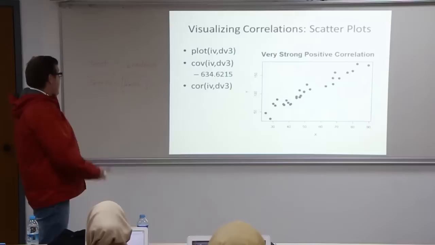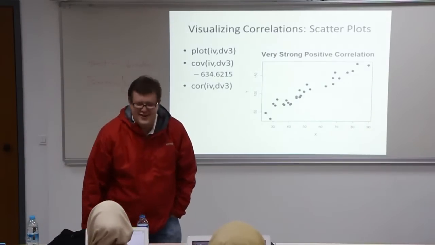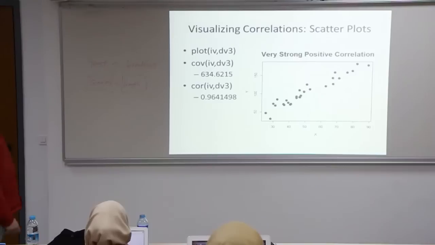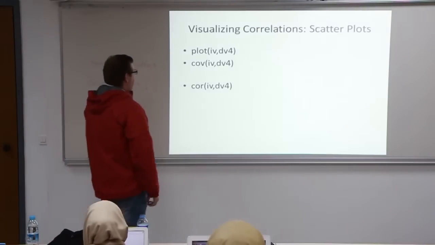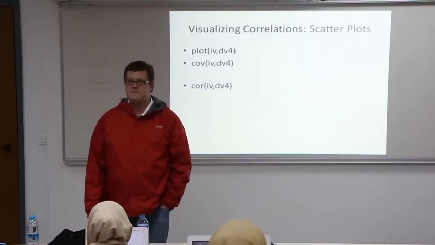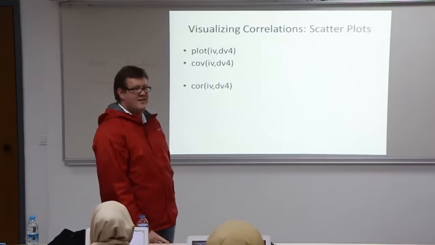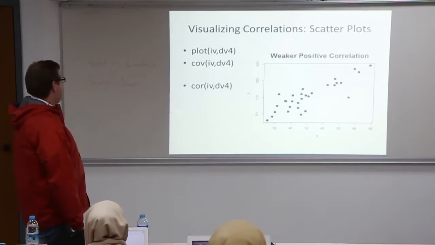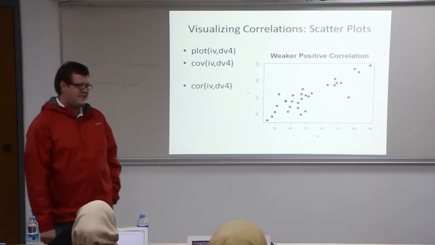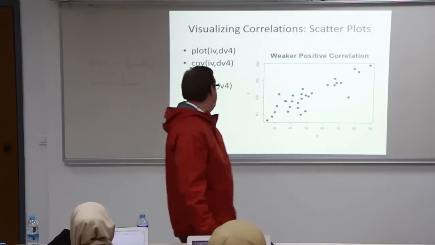Yes. Cool. How about correlation? Very close. 0.96 something? Okay, great. How about this? For the fourth dependent variable. Not strong. It's positive and not strong. It's a weaker positive correlation. This is actually still a pretty decent correlation. But it is weaker than what we had before.